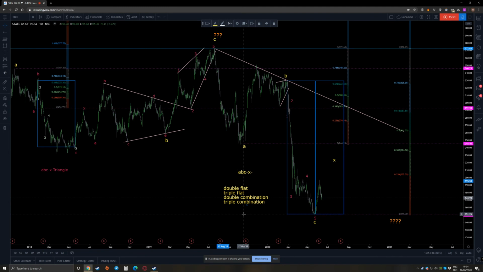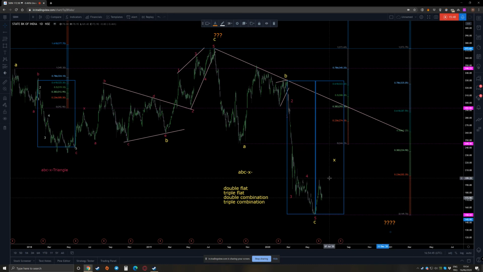The most common one is the double combination. So if you're trading Elliott waves, you should try to plan yourself and try to choose the combination that is most probable. Okay? So if you're going to choose the most probable, I would think that after this X wave, another ABCD will start and this wave will end, and then we will have a move up.